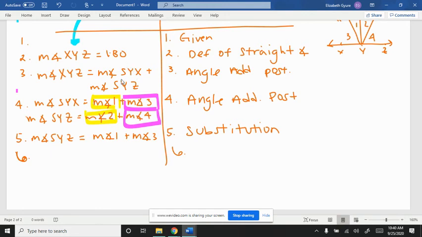So what I'm going to do here is I'm going to now replace this. Aren't these equivalent? SYX and SYZ? Aren't they equivalent? So can I replace one for the other? Absolutely. So I'm going to say that the measure of angle XYZ equals the measure of angle S. Or wait, I think I actually have to do something else first. Because right now, I think I skipped a step.